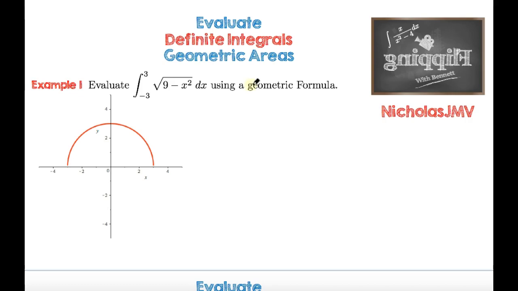So we're looking to integrate from -3 to 3 of the square root of 9 minus x squared, which I have graphed for you already. It's a semicircle. So here's the idea, the geometric formula. We know that the area of a circle is pi r squared, but in this case we want the area under the curve from -3 to 3. We only have half of the circle, so our area equation is going to be 1/2 pi r squared.